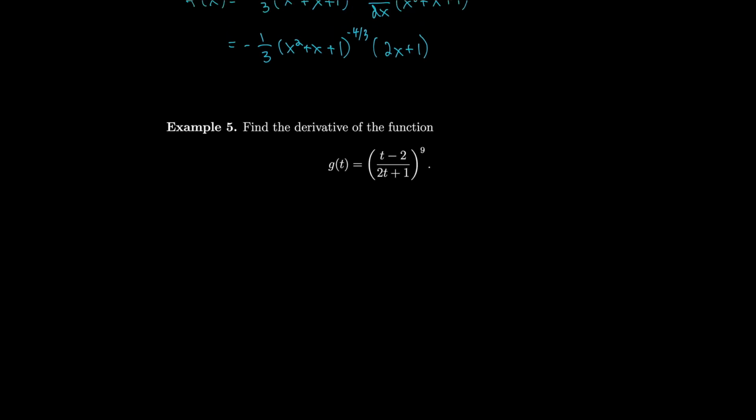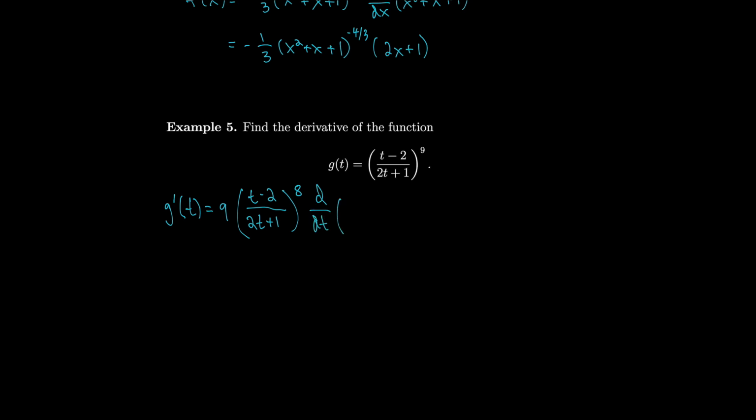Let's find the derivative of the function g of t equals t minus 2 over 2t plus 1 to the 9th power. So unfortunately here it looks like we have to use a quotient rule at some point, because we have a quotient. So let's first use the chain rule. The 9 hops out in front, because we're going to treat this entire thing like it's one variable. It's like x to the 9th. So it becomes 9 times t minus 2 over 2t plus 1 to the 8th. And then we multiply by the derivative of what was inside.